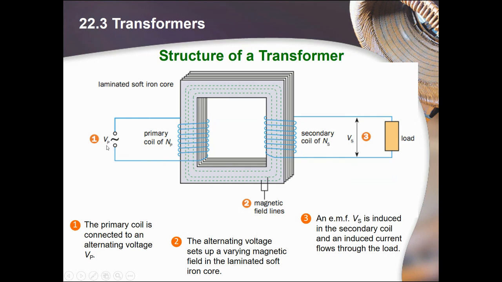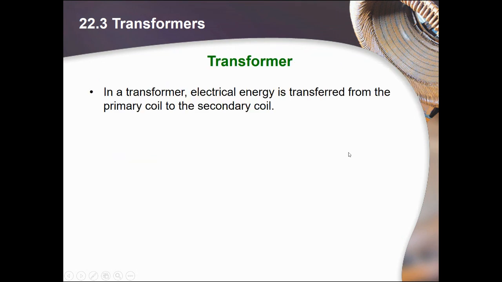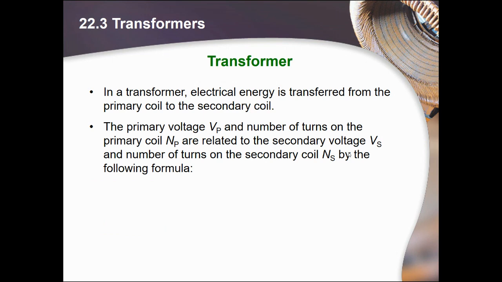This one is the voltage of the primary coil, and it will come out as the voltage of the secondary coil. So an induced EMF will be over here, and therefore an induced current will flow through this load. So we have NP, VP, NS, VS. The V stands for the voltage at the primary and the voltage at the secondary. Basically in transformers, electrical energy is transferred from the primary coil to the secondary coil. The primary voltage and the number of turns in the primary coil are related to the secondary voltage and the number of turns on the secondary coil by the following formula.